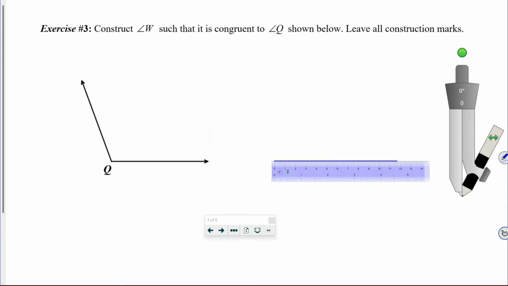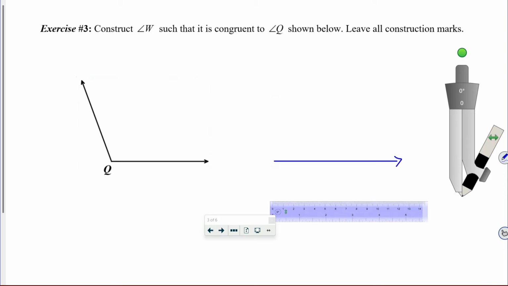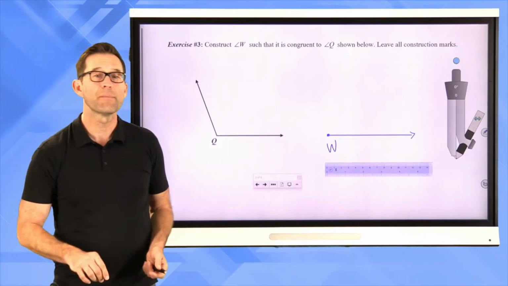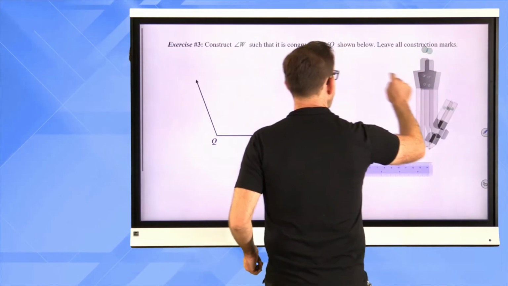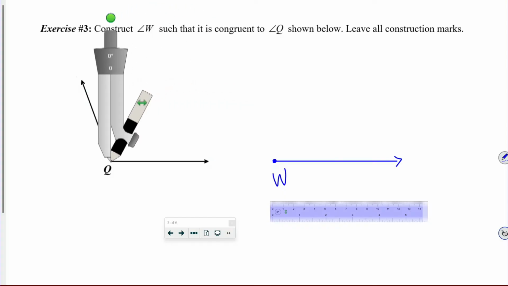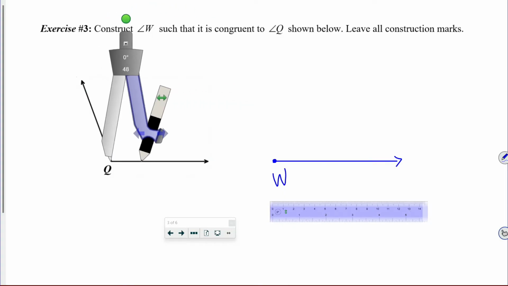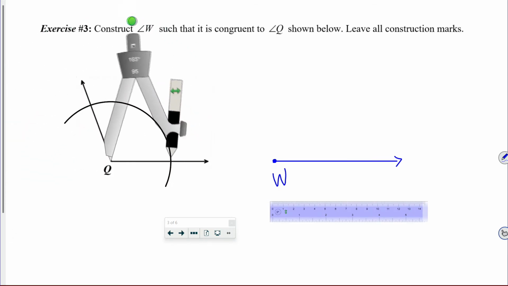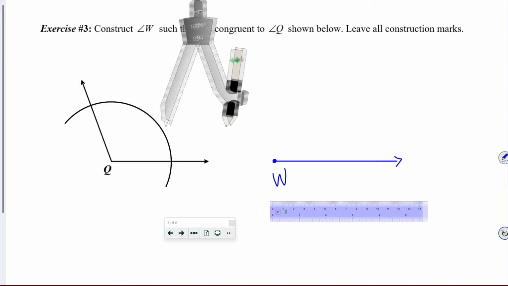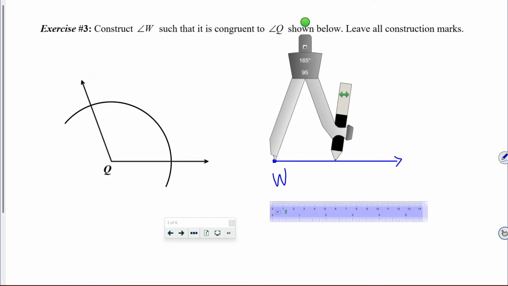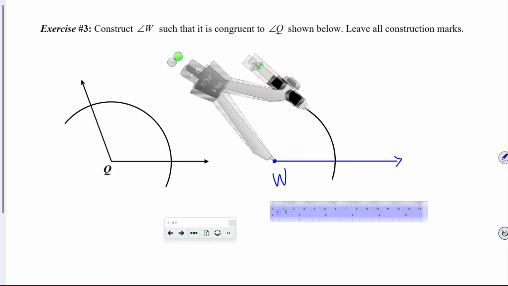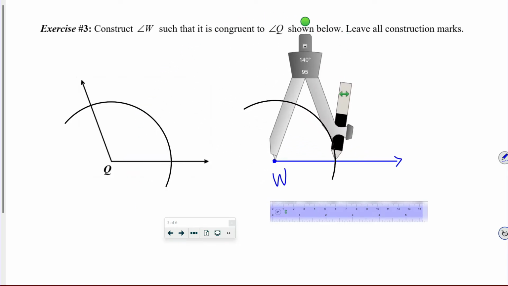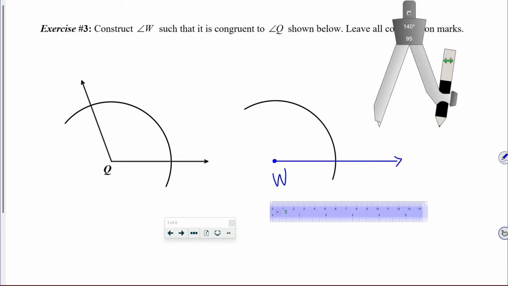So I'm just going to draw some ray like this, and I will right away just label that as W. Okay, great. Now remember, my first step in this construction is to bring my compass over, put the pointy end down on the vertex of the angle I know, and draw some kind of an arc. Okay, then without changing the radius of that arc, I bring it over, put the pointy end at W, and try to draw an arc that is a similar size.